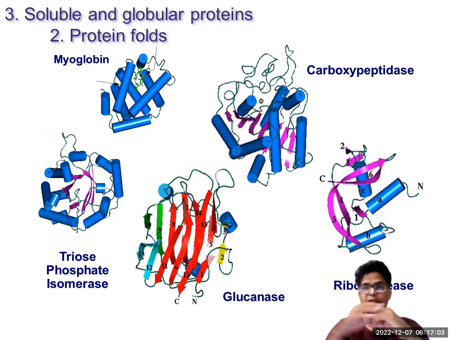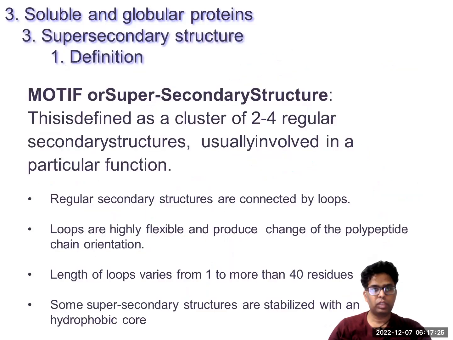This is carboxypeptidase, they have a highly loop region and also a helical region. And the sheet region is purple in color, the helical region is blue in color. So these different types of proteins are found, different types of folds are found. So, motif of super secondary structure. So this is defined as the secondary structure.